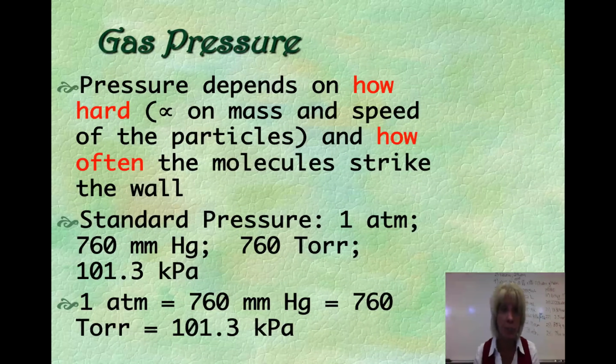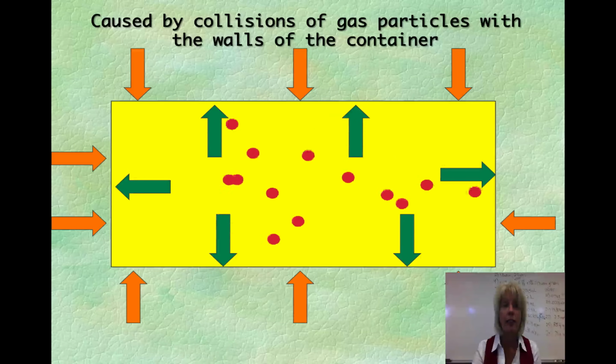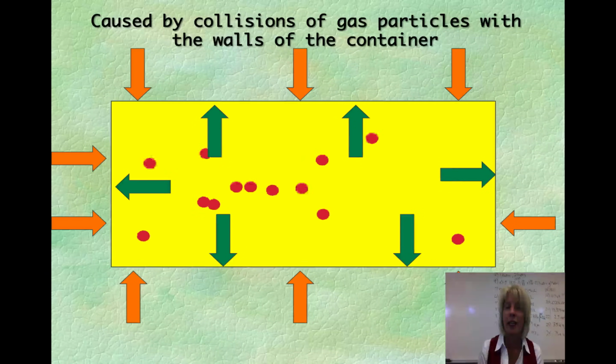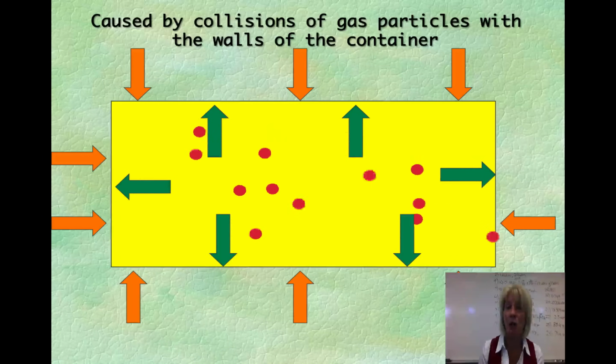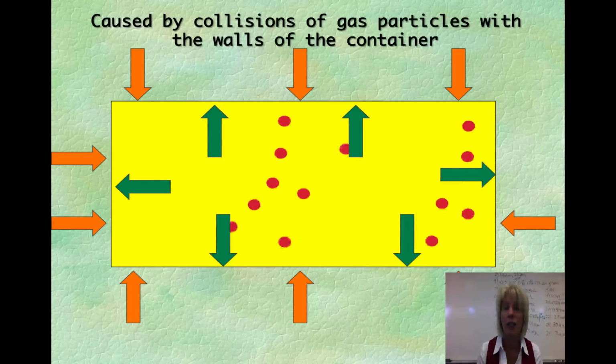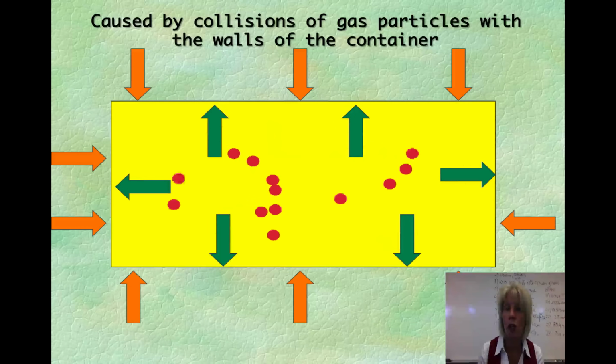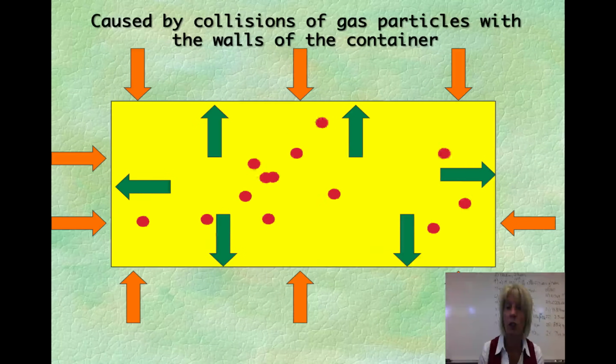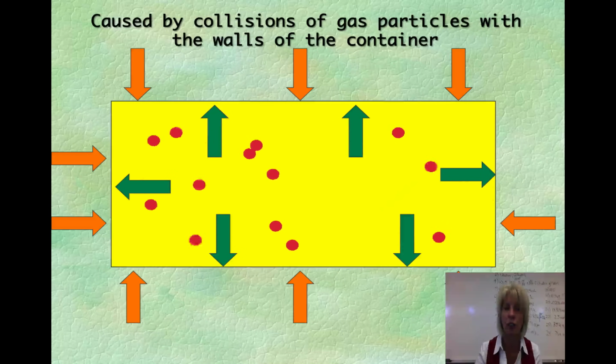Why are there so many different units when it comes to gas pressure? Well, it depends on the kind of scientist you are. Chemists prefer using atmospheres. Physicists prefer to use kilopascals. And weather people, well, they like 760 millimeters of mercury. Now here's an example of gas particles striking the walls of their container. The harder the collisions with the wall, and the more collisions with the wall, the higher the gas pressure.